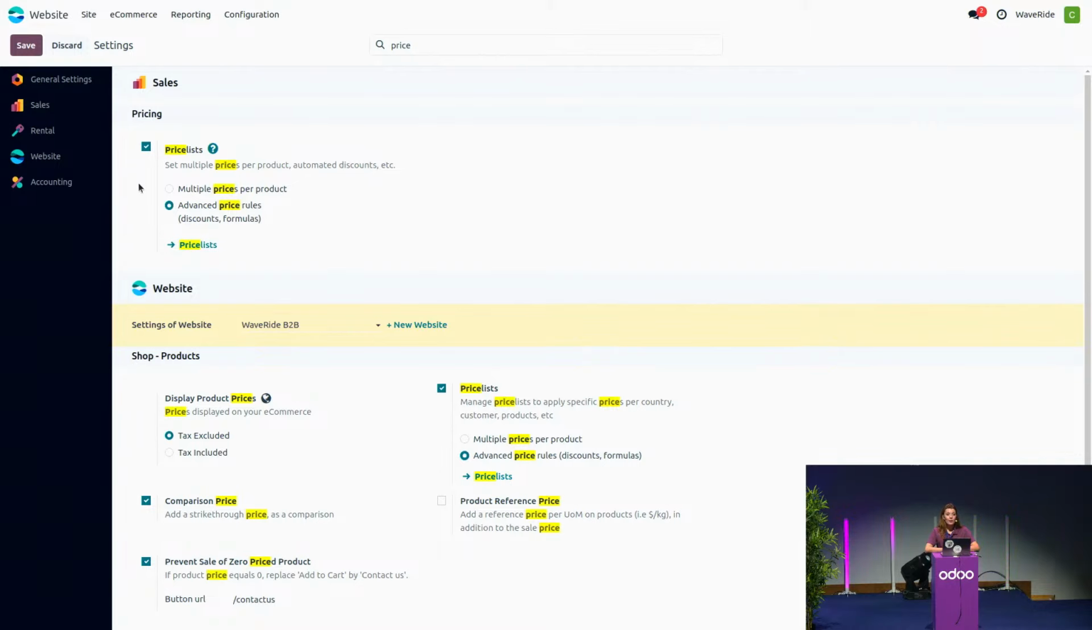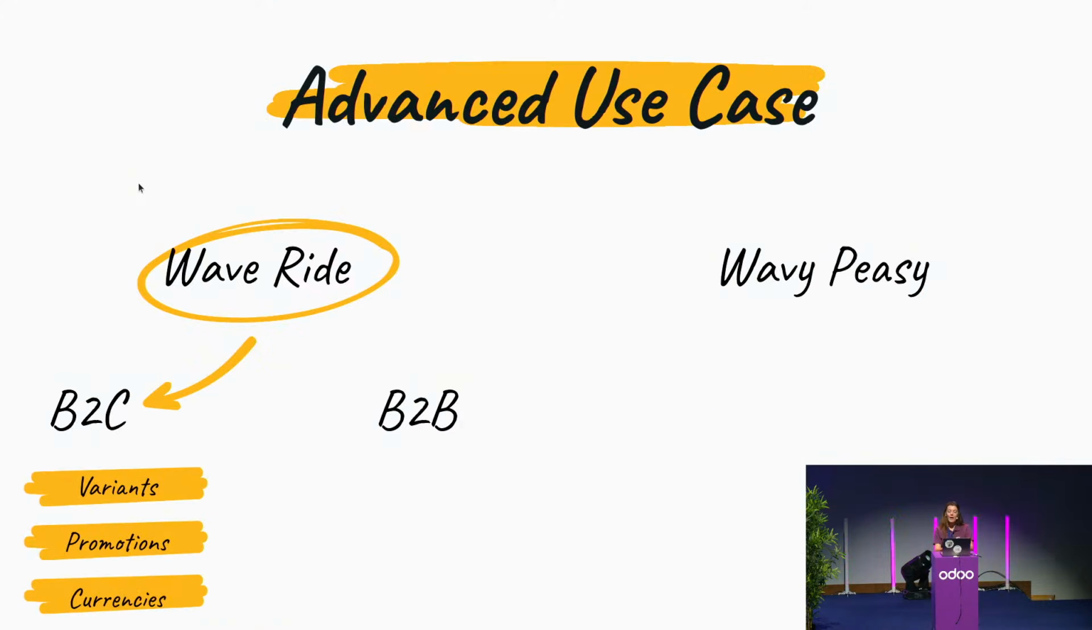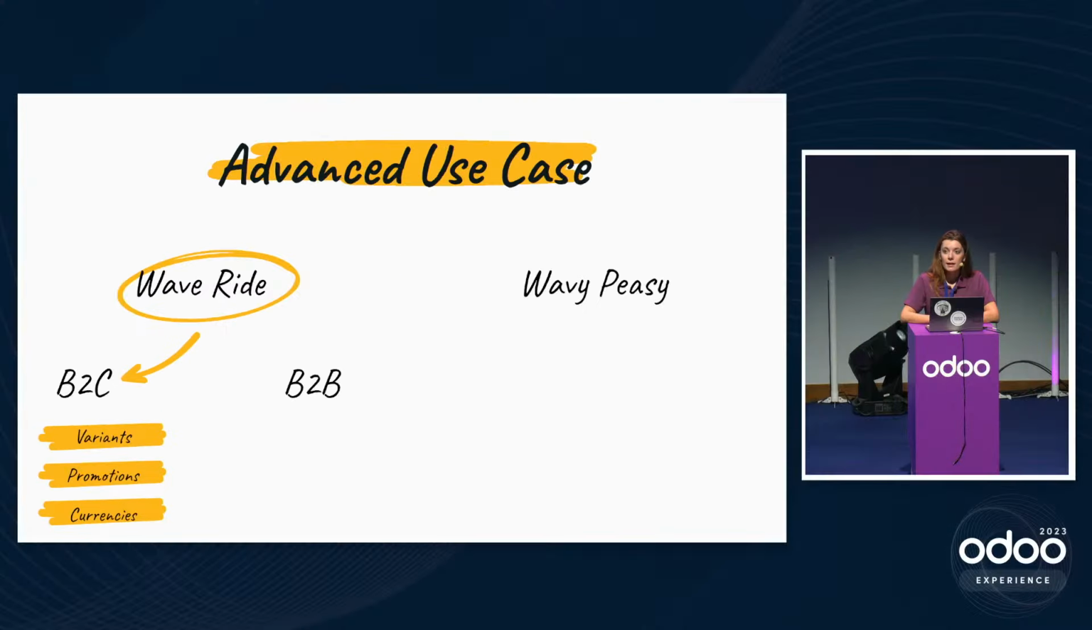So here in this advanced use case, I'll just develop some of the reasons and we will see how to do it together. So let's work on our advanced use case now. Our company is called WaveRide. We are selling surfboards online in Europe and in America. We have a website dedicated to selling to B2C customers.